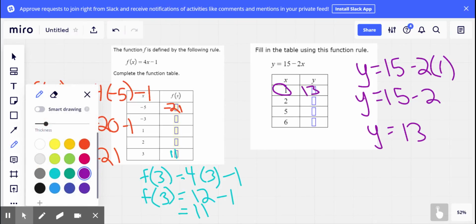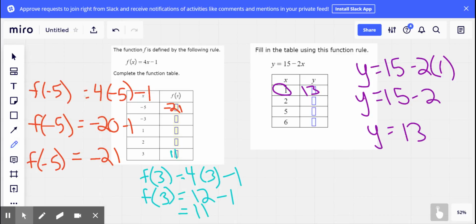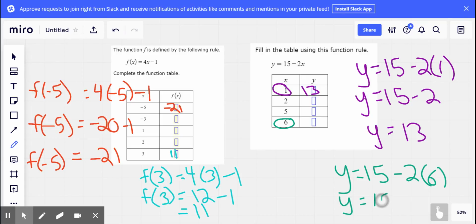Change colors. Green. When I plug in, let's go with the bottom one. Let's say x was 6. Well, that would be y equals 15 minus 2 times 6. Well, that's y equals 15 minus 12, which means y equals 3. And same thing, we just go ahead and we can plug in the 2 for x, we can plug in the 5 for x. I said I'm not going to do every single example, but hopefully you get the idea.